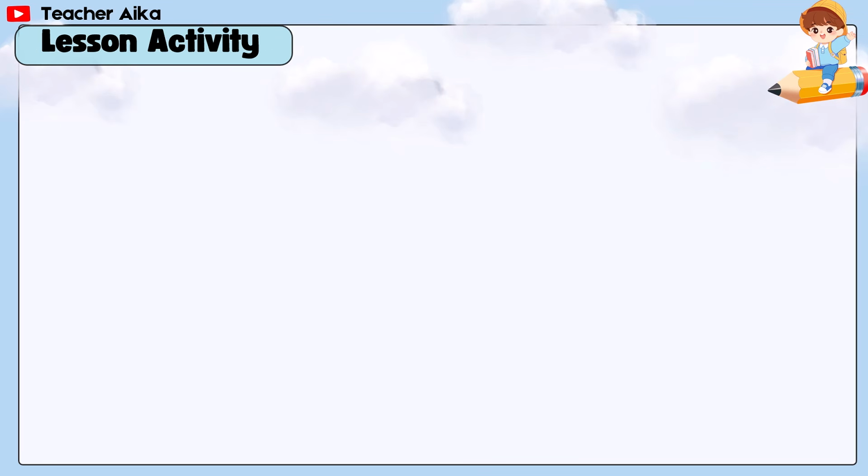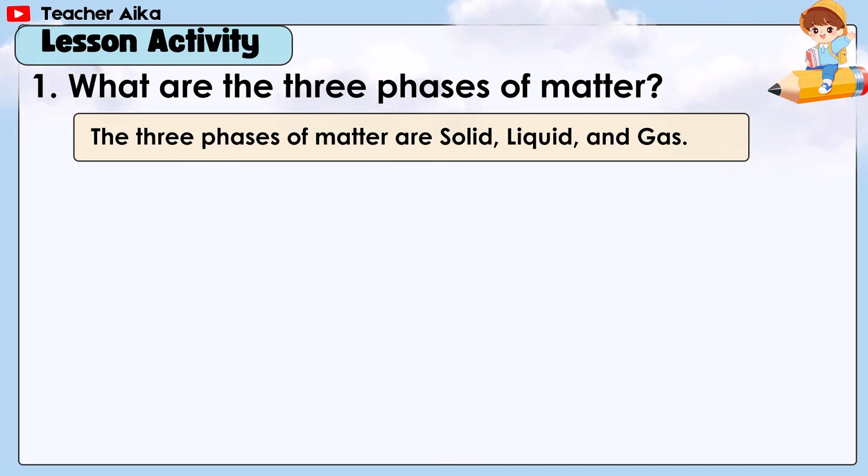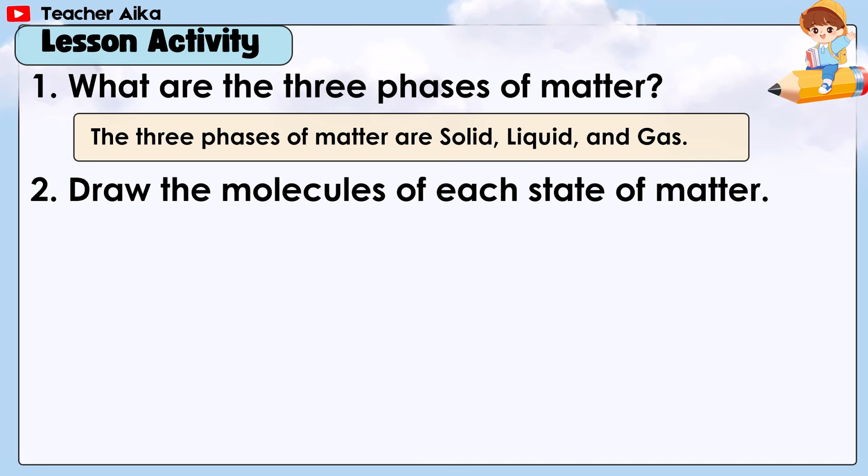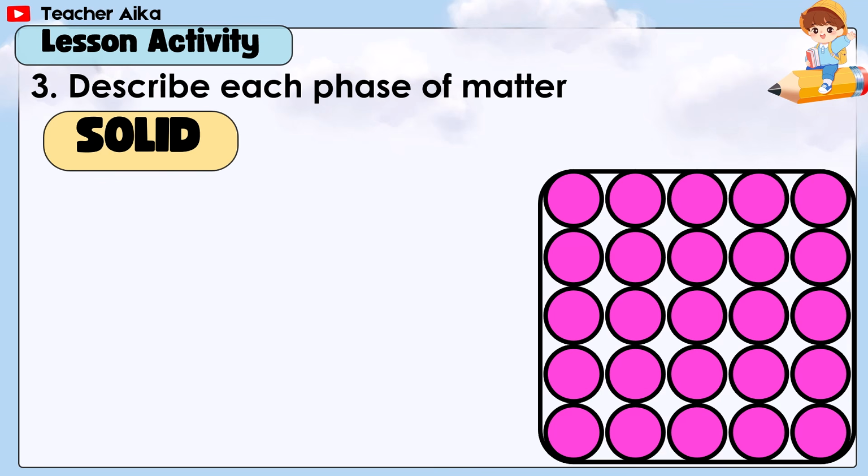Let's have the lesson activity. Number 1. What are the three phases of matter? The answer: the three phases of matter are solid, liquid, and gas. Number 2. Draw the molecules of each state of matter. Here's the answer: solid, liquid, and gas. Number 3. Describe each phase of matter.